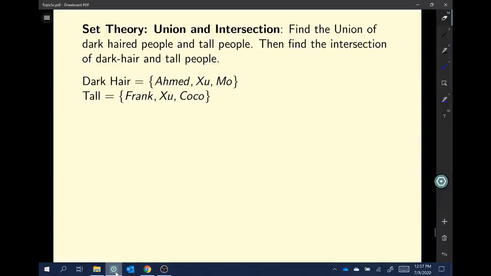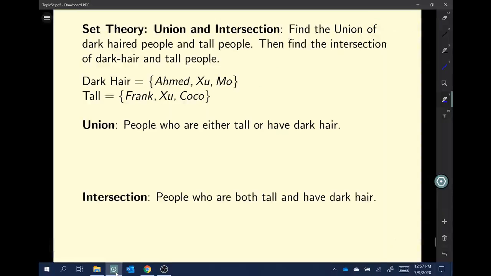The question says, find the union of dark-haired people and tall people. Then find the intersection of dark-haired and tall people. And we're given two sets. We've got our dark-haired set and our tall set. Now, when it says find the union, what that means in mathematical language is find the people who are either tall or have dark hair.